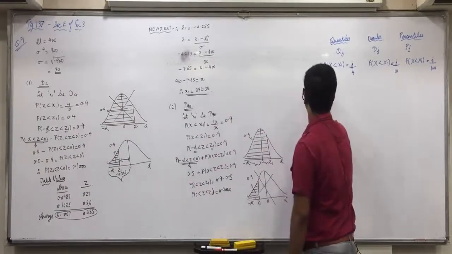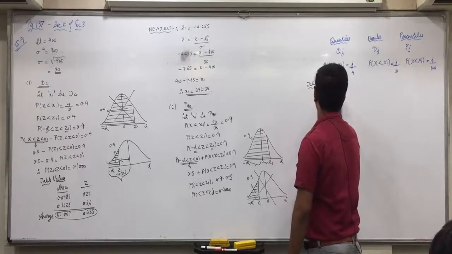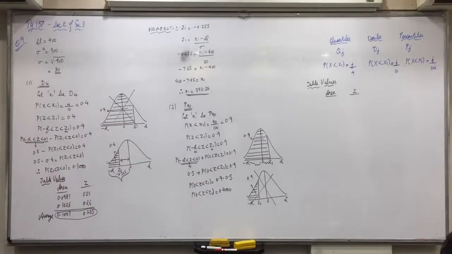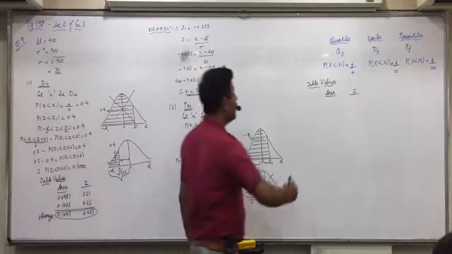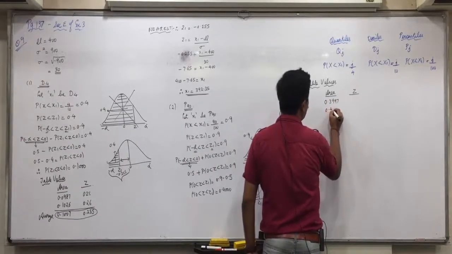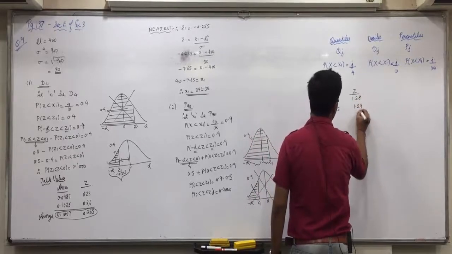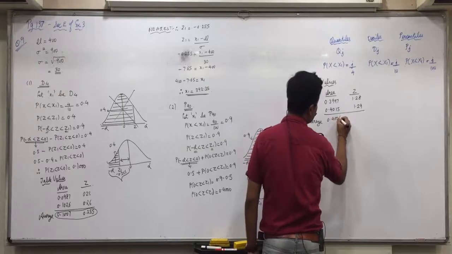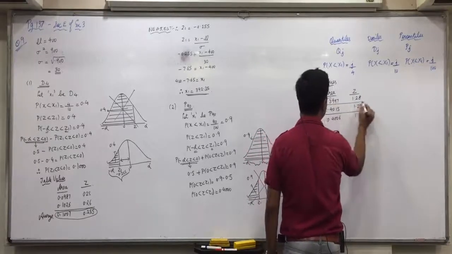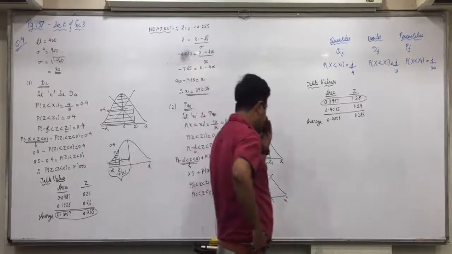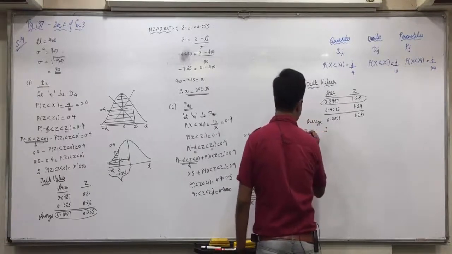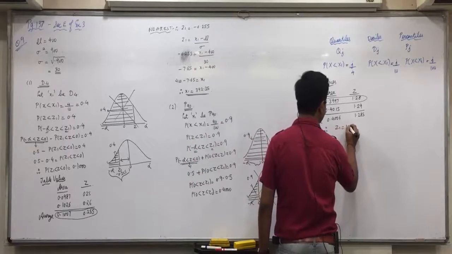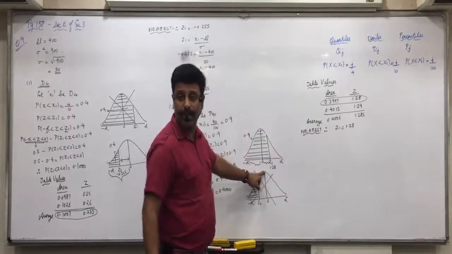Now table values, area and z. 4000 exactly is not there. It comes between 3997 and 4015, that is 1.28 and 1.29. The average is 0.4006 and 1.285. Closest is 3997. Therefore Z1 nearest, since it is on the right side, will be positive 1.28.